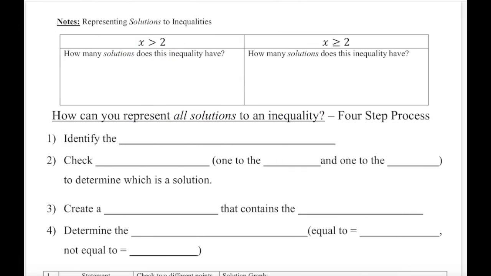Representing solutions to inequalities. Before we can begin, we have to recall what it means to be a solution. A solution is a value of a variable that makes a statement true. Just keep that in mind. Normally, we're used to dealing with equations where there's one solution, but now we're dealing with inequalities, where you're going to end up with definitely more than one. Let's look at our first one.